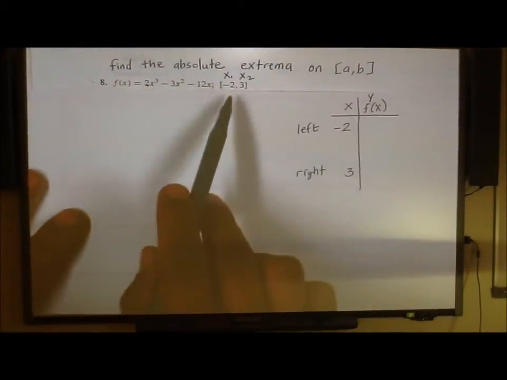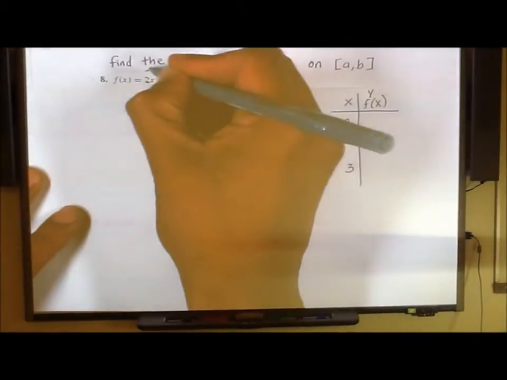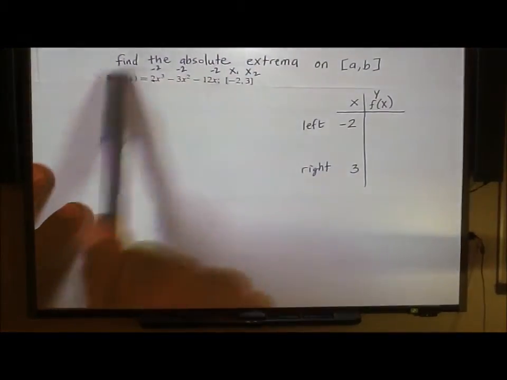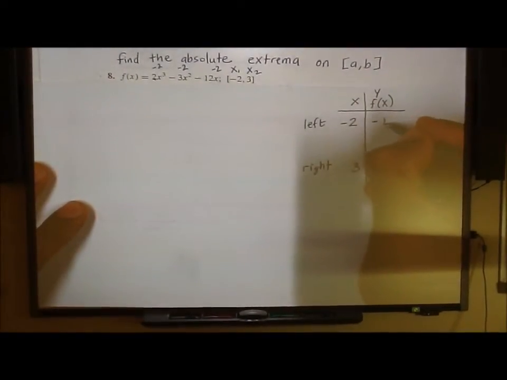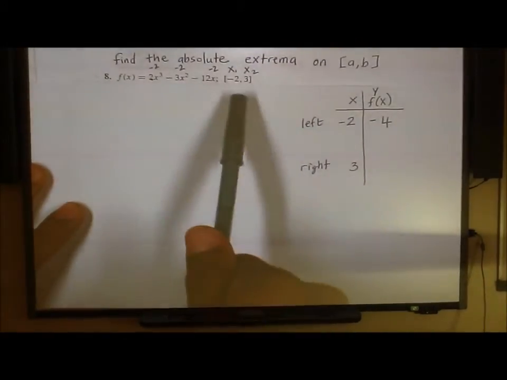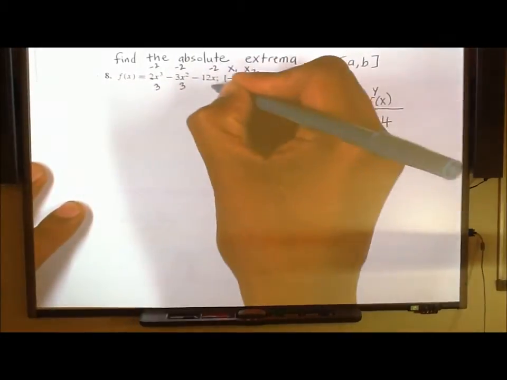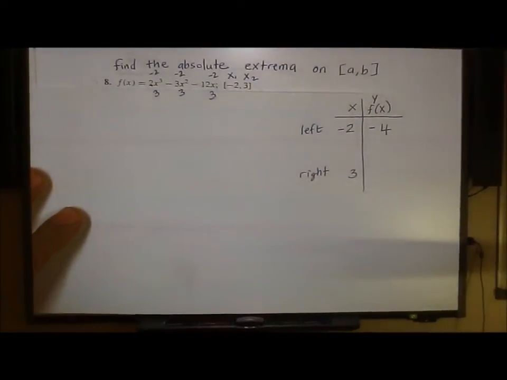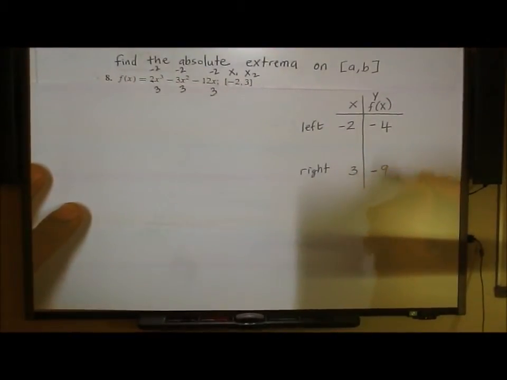So I'm going to take -2, and I'm going to plug it here into f. And then I'm going to work that out, see what that ends up being, and I end up getting -4 when I work that out. Then I'm going to do the same thing with 3. I'm going to take 3, plug it in, and work that out. So after I work that out, I get, when x is 3, that y is -9.